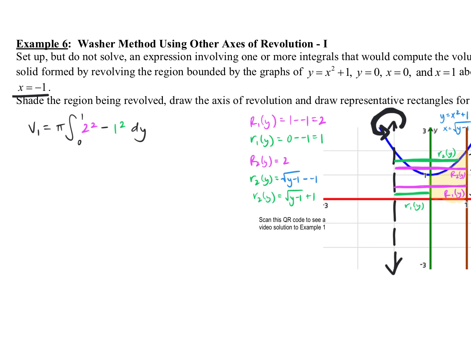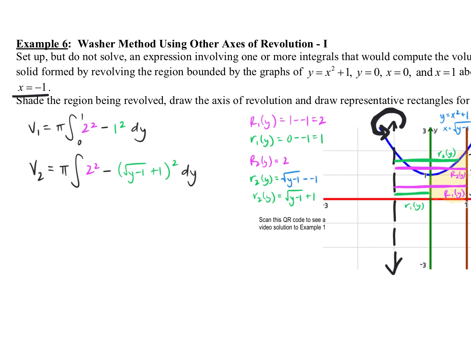Volume 2, we're looking at pi times the integral of big R2, which is still 2 squared, minus little r2, which is square root of y minus 1, plus 1, plus 1 squared dy. So I've got both of those washers accounted for with those formulas.